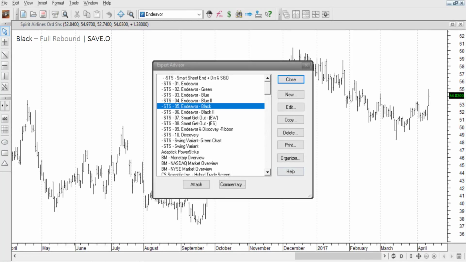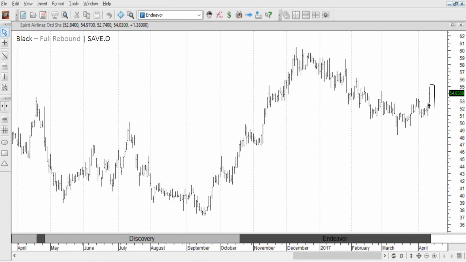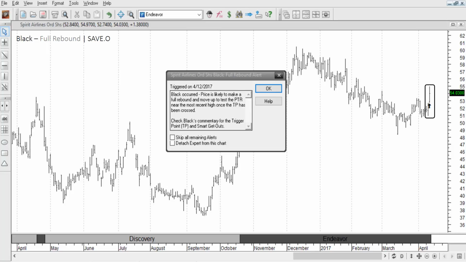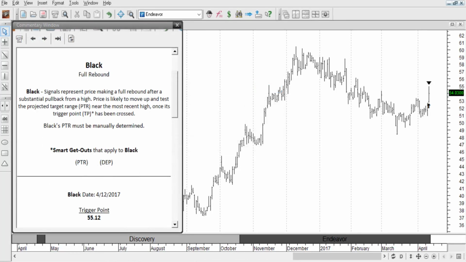Apply Endeavor Black, and when the criteria is met, a black signal will appear on your chart. Then, like usual, in case you forgot what the signal means, an alert box will pop up to remind you and tell you to check the commentary for the trigger point. So, I'll open the commentary, where you find the definition of black, as well as the information on how high price can rise if the signal is confirmed.